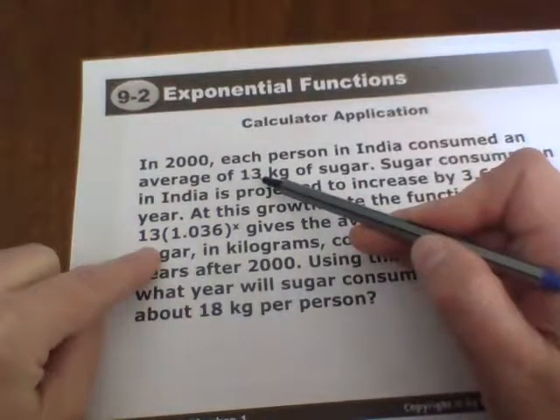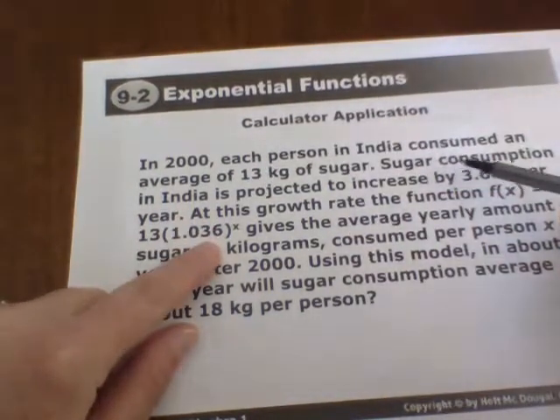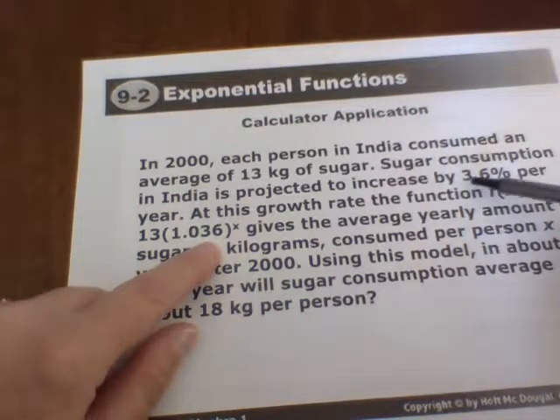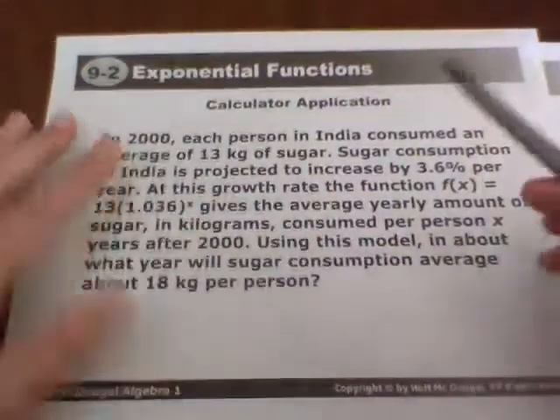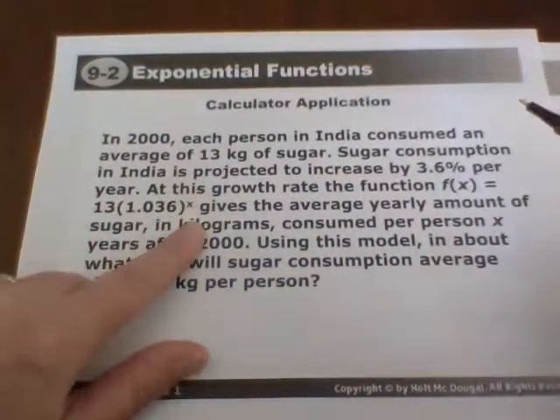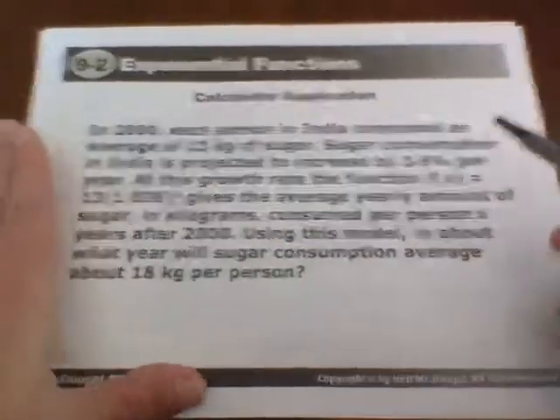This 13 came from 13 kilograms, and this 0.036, because it's a percent, it's a decimal. If you move the decimal place twice, it's 0.036. So anyway, that's where those numbers are coming from. We'll do more of that in the next sections.